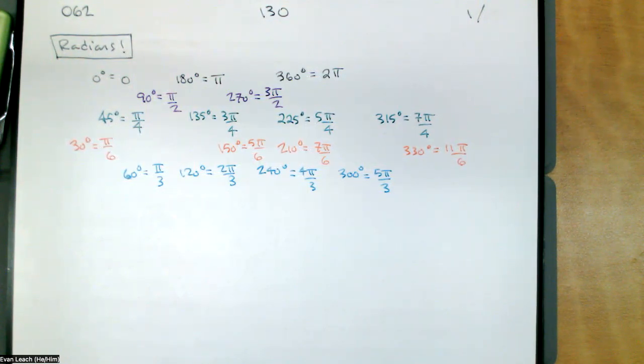5 pi over 4, that's the reference angle for 45 degrees. And then 7 pi over 4. So 1, 3, 5, and 7 pi over 4 are your 45-degree reference angles, or your pi over 4 radian reference angles.